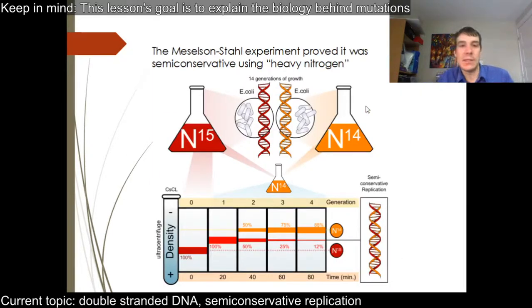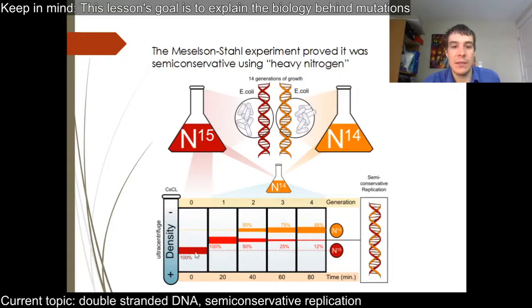This is the Meselson-Stahl experiment. What they did was they took N15. Normal nitrogen is N14, but there is a type of nitrogen that has one extra neutron, and it still acts exactly like nitrogen, it's just a little bit heavier. They raised E. coli in an environment where all the nitrogen was N15, so that E. coli had DNA with only nitrogen 15. It was heavy DNA.